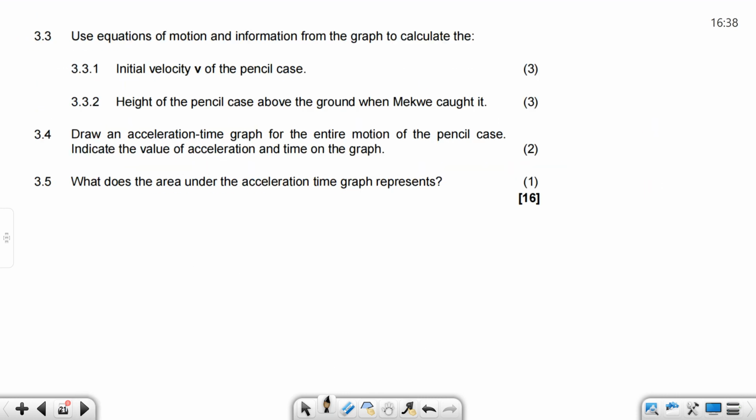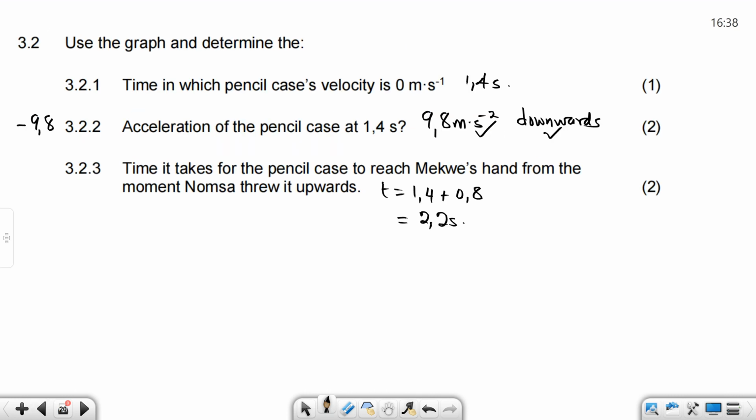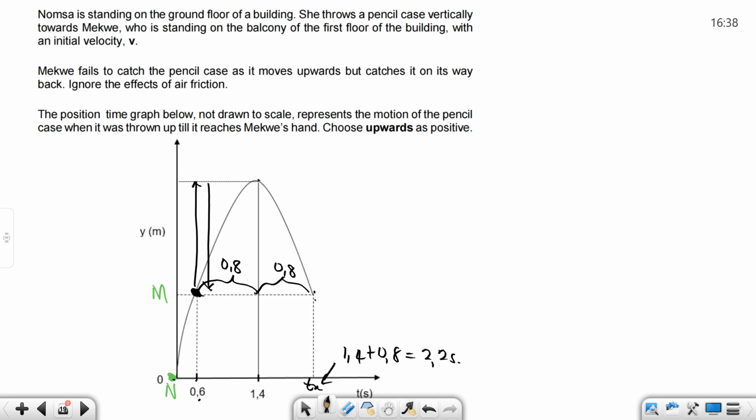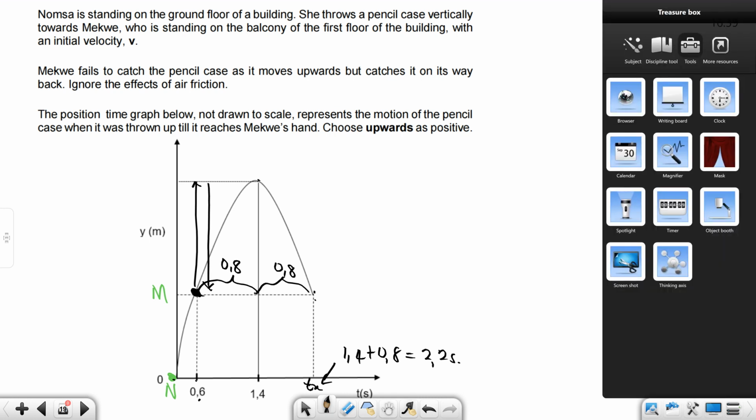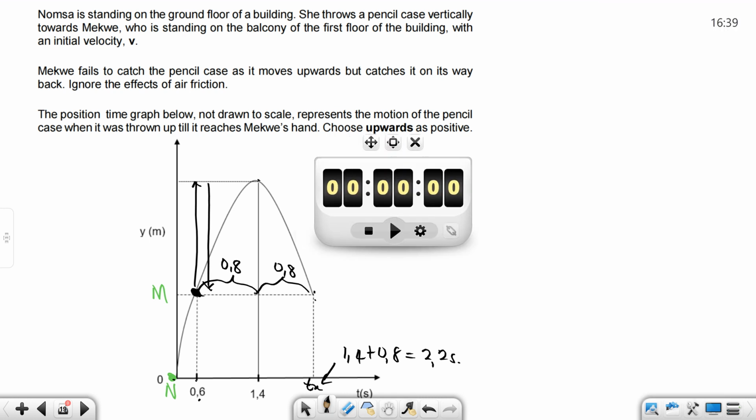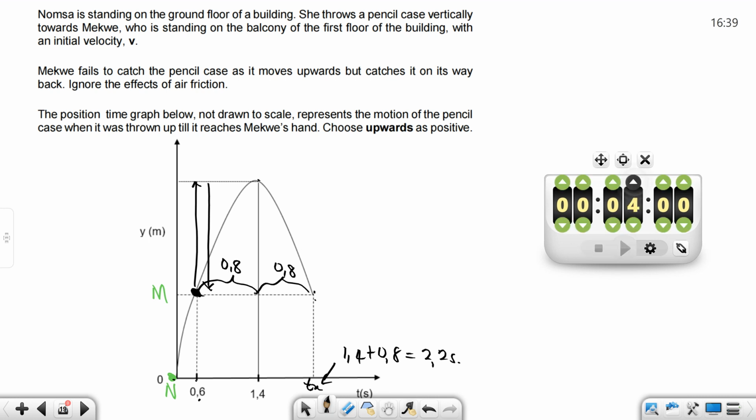All right, now let's calculate. Idris, tell me you're okay there. Use equations of motion for the graph. The first one is to calculate what? The initial velocity of the pencil case. 3 marks. Everybody, let's walk through. We are looking for the initial velocity of the pencil case. It's 3 marks. We should be able to do that in 3 minutes. Let's make it 4 because of formulas.